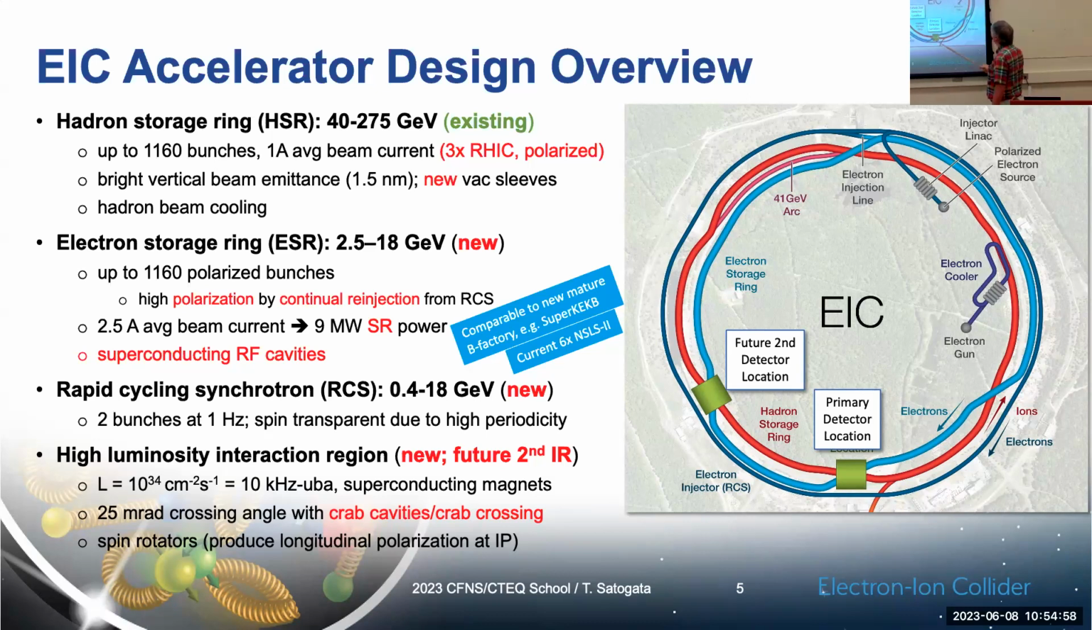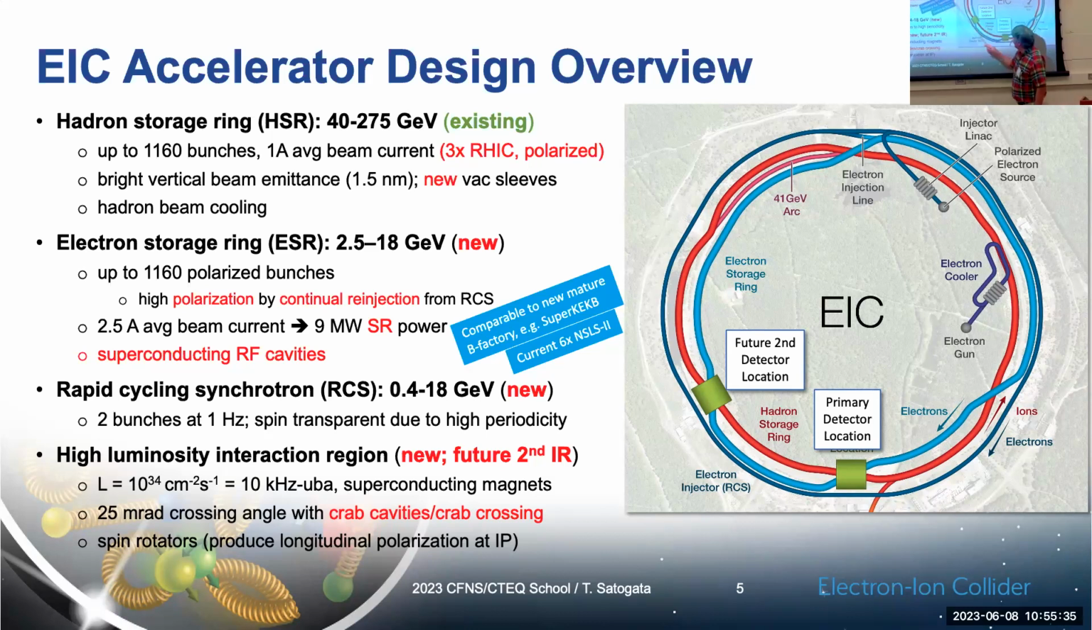The hadrons go around counterclockwise in this collider. Clockwise in this collider go the electrons. That is the electron storage ring. 2.5 to 18 GeV, completely new for this facility. Its performance, 2.5 amps of beam current, is comparable to one of the best colliders in the world right now, a machine called KEKB in Japan, which is the world leading B factory, and in fact, the world leader in luminosity.